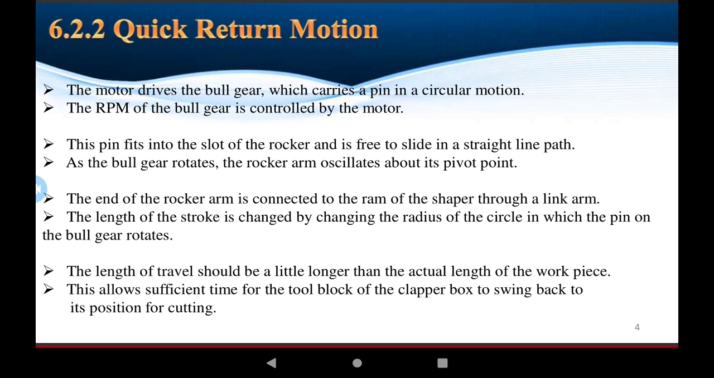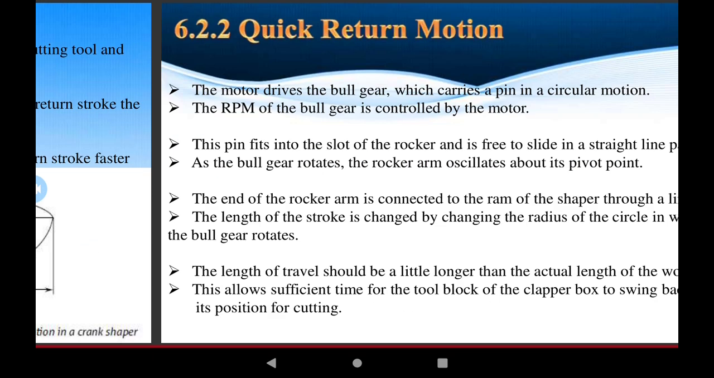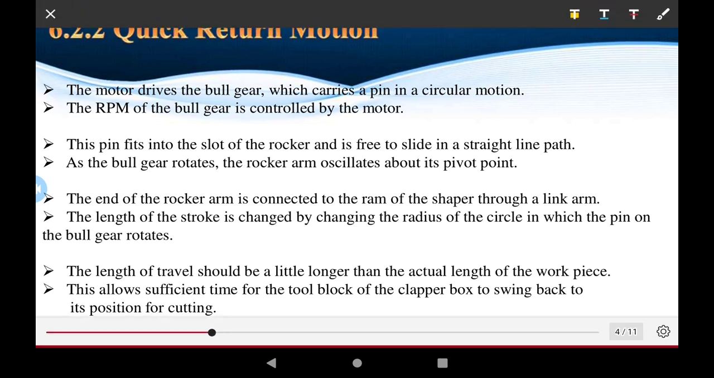This is the rpm, revolutions per minute, of the machine. This gear is controlled by the motor, and this gear is also controlled by the motor, which converts electric power into mechanical power. The mechanical power is also transferred from one pulley shaft to another pulley shaft with the help of the belt and gears.